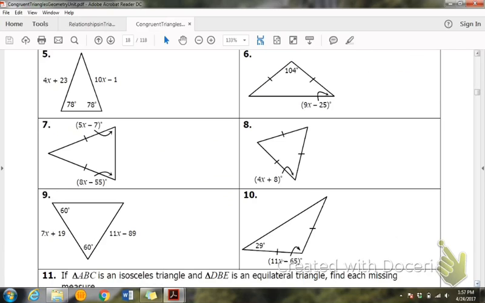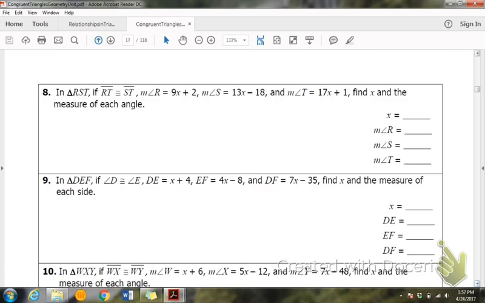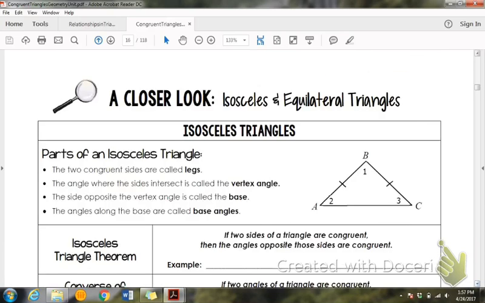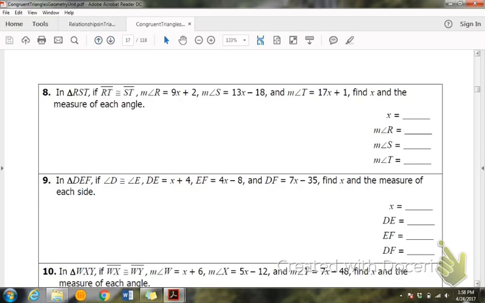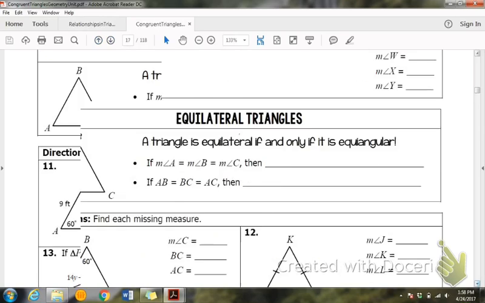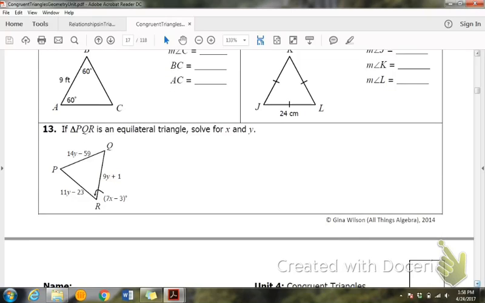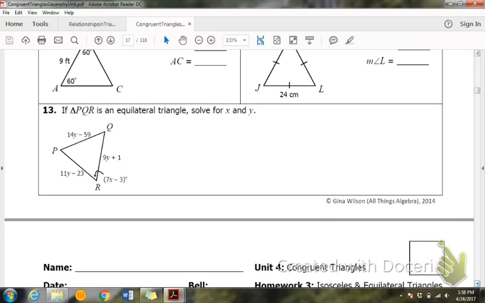Okay, if all three of them are the same, it doesn't matter which two you choose to set equal to each other. So go ahead and do that. It doesn't matter to me which two sides you choose to be equal. You're probably going to choose different than your neighbor, and that's okay. So choose any two sides in number 13 and set them equal to each other, because if they're all the same, then it doesn't matter which two sides you set equal to each other. We should get the same value for x.